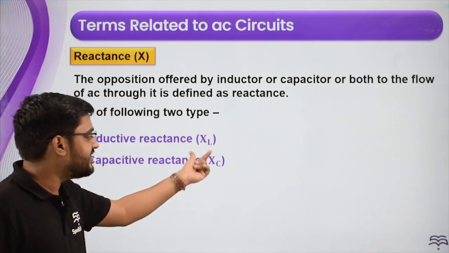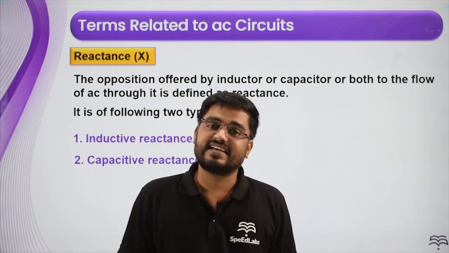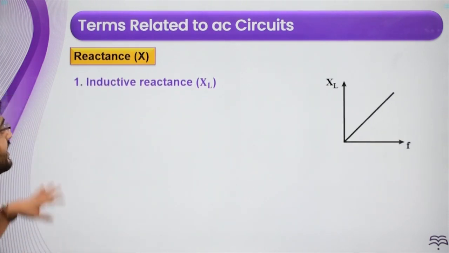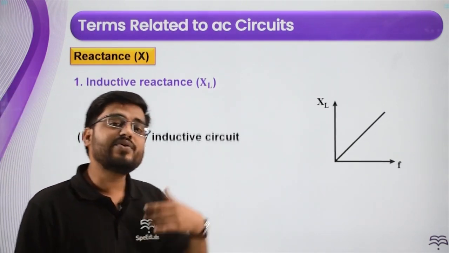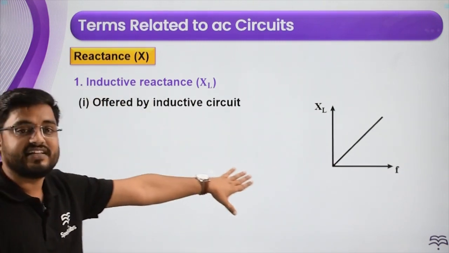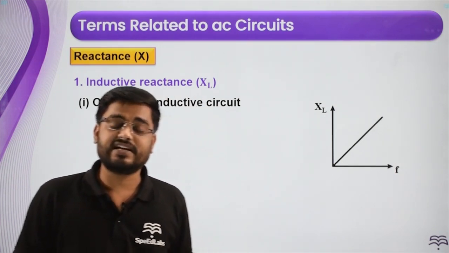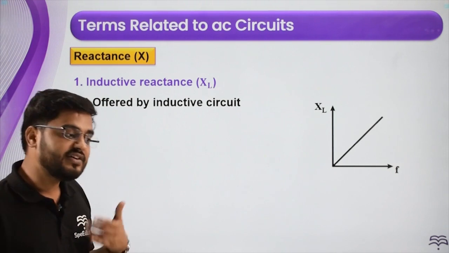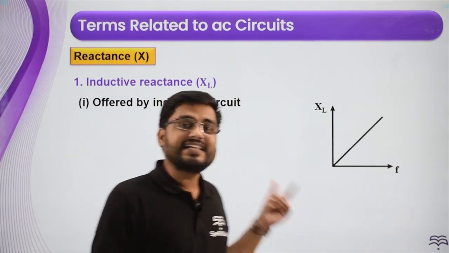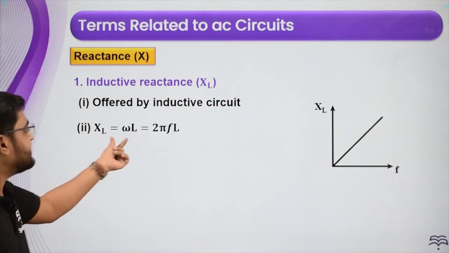If XL is bigger than XC, we say it is an inductive circuit, and if XC is bigger than XL, then we say it is a capacitive circuit. Now, inductive reactance XL. How do we define XL? It is offered by the inductive circuit. When I say inductive circuit, it means either only an inductor is present, or if there is a combination of inductor and capacitor, then XL is bigger than XC. The value of XL is given by L omega.